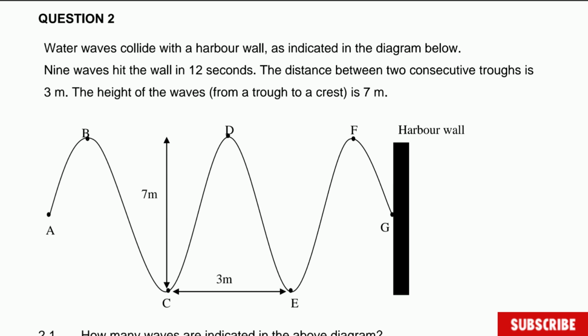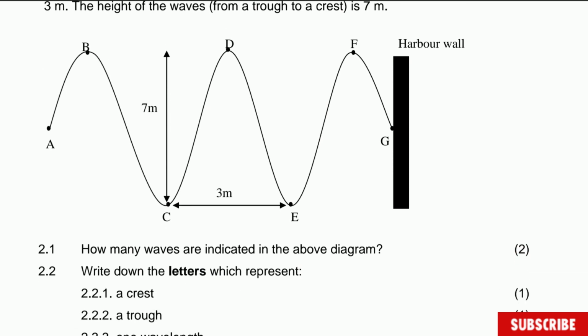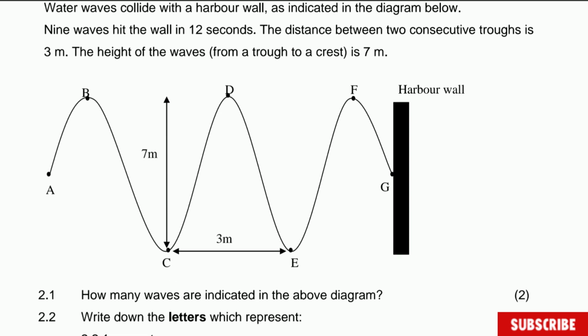Question said, water waves collide with a harbor wall as indicated in the diagram below. 9 waves hit the wall in 12 seconds. The distance between two consecutive troughs is 3 meters. The height of the wall of the wave from the trough to the crest is 7 meters, and there is the picture, guys. How many waves are indicated in the diagram above there? In the diagram, how many waves are represented there?